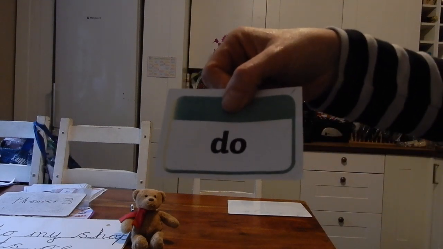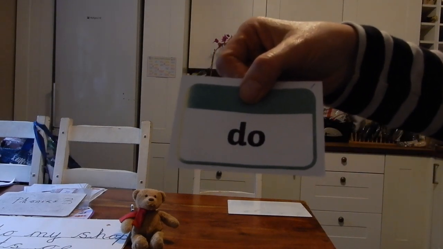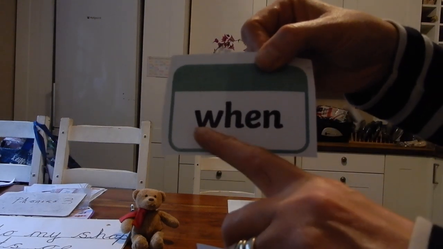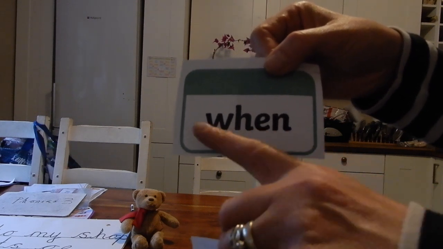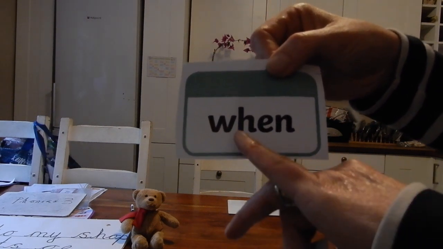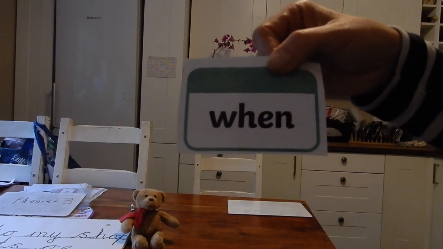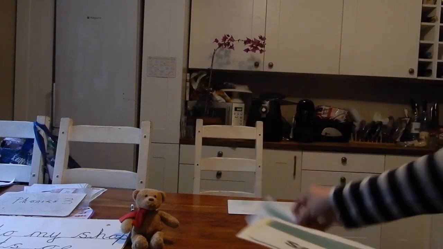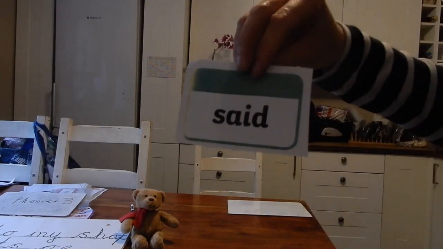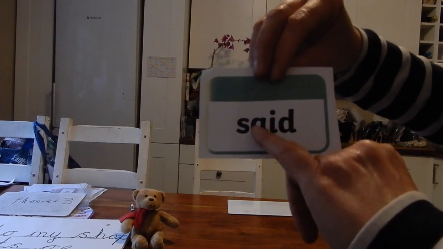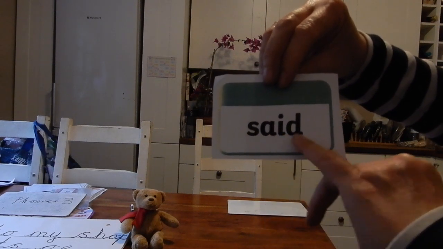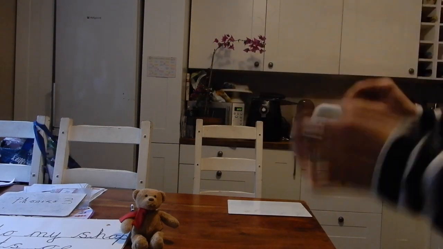This one, making an oo sound, oo, do. This one, the W and the H, making a w sound, when. So not too tricky, you just got to remember that he really is just buddying up with his W there to make the w sound, when. This one looks like aid with the A sound in the middle, but this sound, the A and the E, are making an e sound. That's their only tricky bit. Said. Okay, so we're going to have a go at writing some of these on our board, alright?